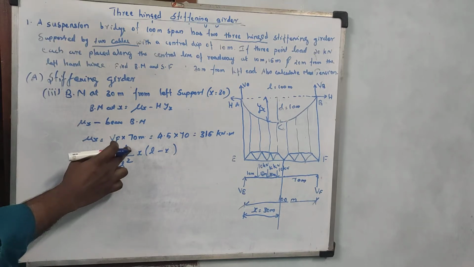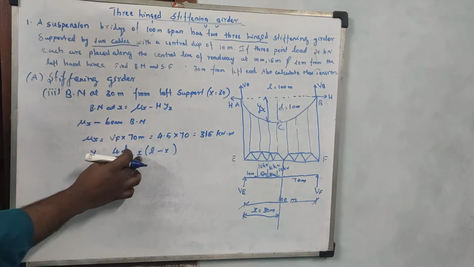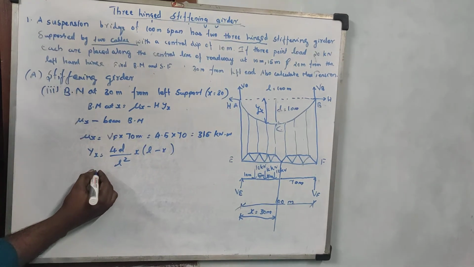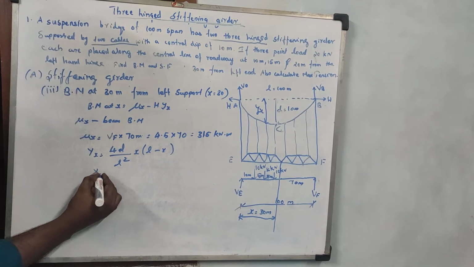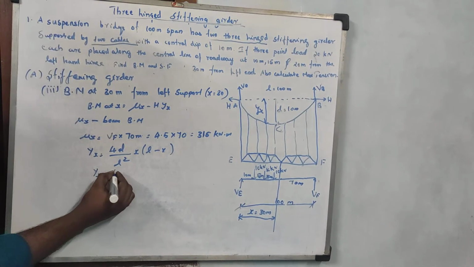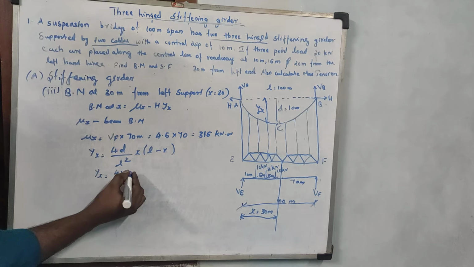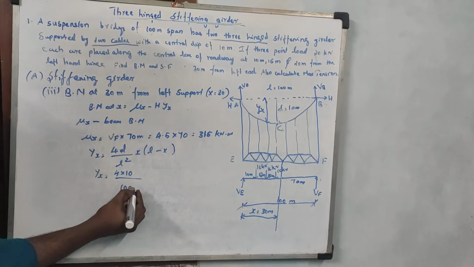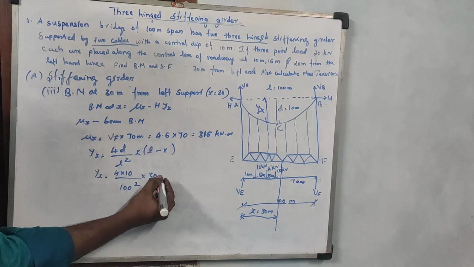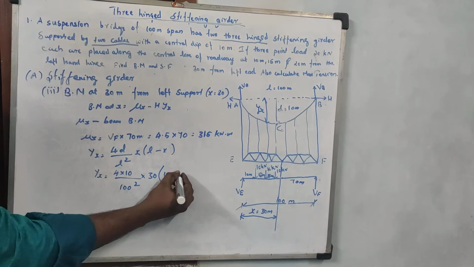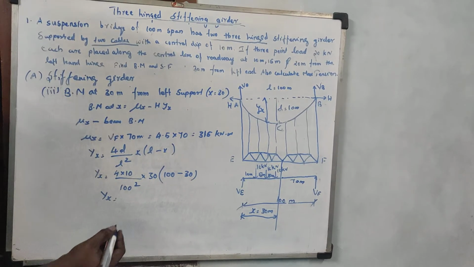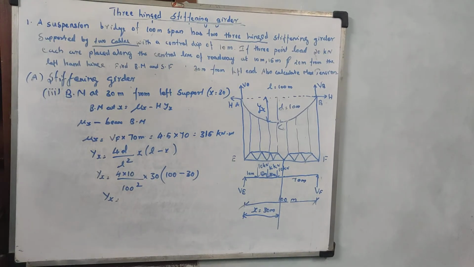So we know that d equal to 10 meter, x equal to 30 meter, L equal to 100 meter. Therefore, y at x equal to 4 into 10 divided by 100 square into x equal to 30, into 100 minus 30. Yx equal to 8.4.